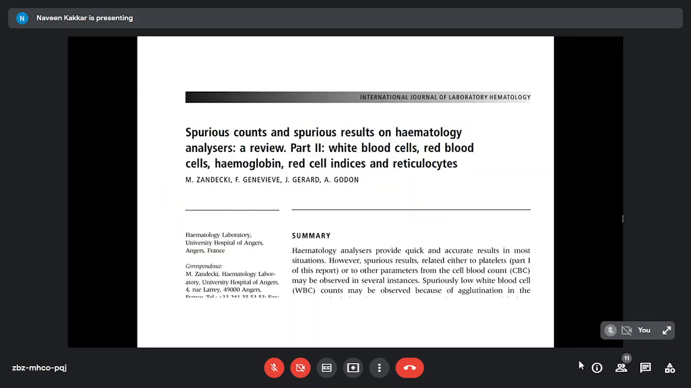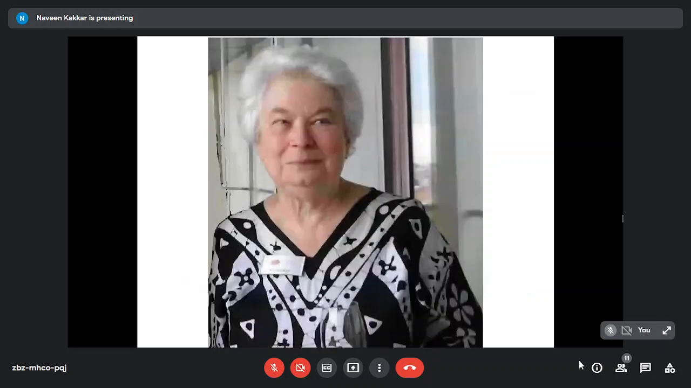There's a lot of literature available on spurious counts on hematology analyzers. This is part 2, white blood cells, red cells, hemoglobin, etc. There's part 1 also that talks about other cells. So a lot of literature is available now. If Mahatma Gandhi was the father of the nation, here is the mother of hematology, Dr. Barbara Bain. Reading her books and articles is how I've grown up in hematology, and she makes things so simple and understandable that your morphology actually leads to working with automation well.